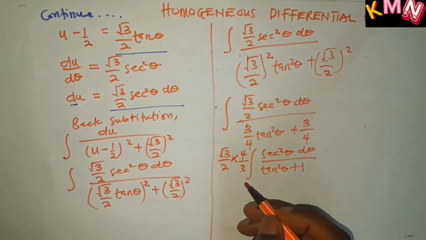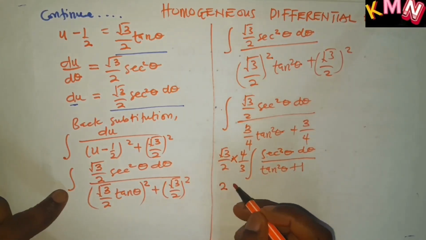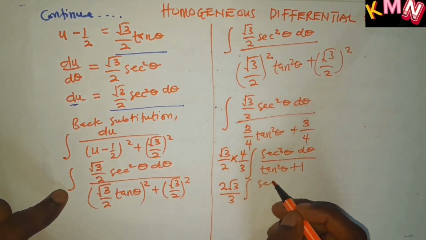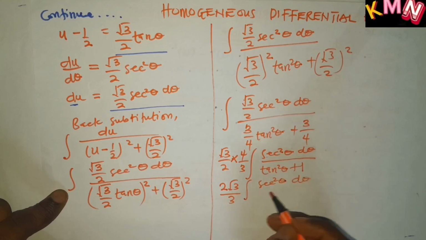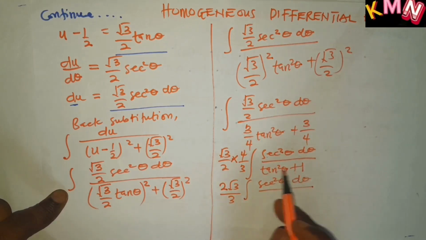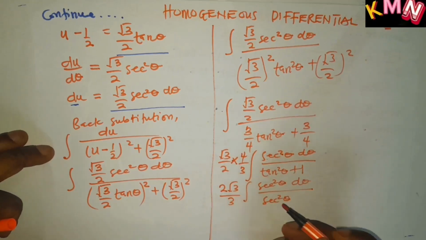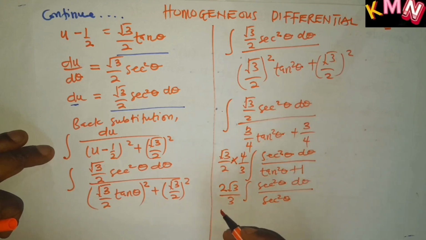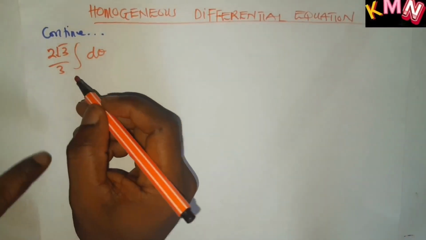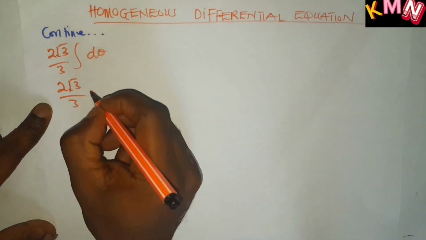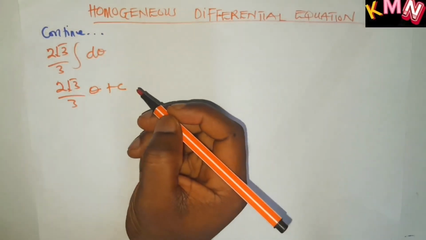Simplifying this, we are getting 2 root 3 on 3 integral of sec square theta d theta on... Then we know that this, from trig identity, is the same as sec square theta. So we can cancel out sec square theta, and we are going to get 2 root 3 on 3 integral of what? d theta. So with this, let's integrate. Integrating, you are going to get 2 root 3 on 3 theta plus c.